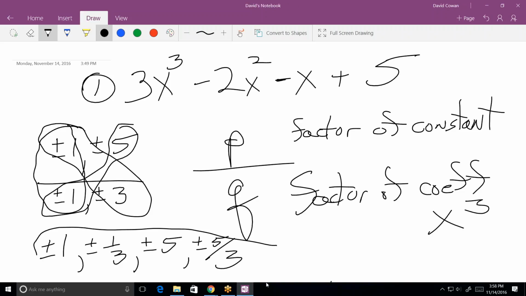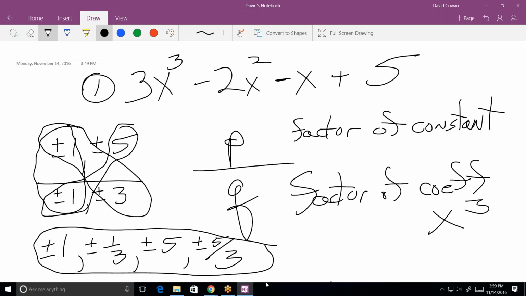So, what the theorem says is that if there is a rational solution, and there usually is, it's hard not to have a rational solution to a cubic, because irrational solutions come in pairs and imaginary solutions come in pairs. So it can't be nothing but imaginary solutions, because there would be 3 of them, and that means they can't come in pairs. The same with irrational solutions. So one of these figures to be a solution.